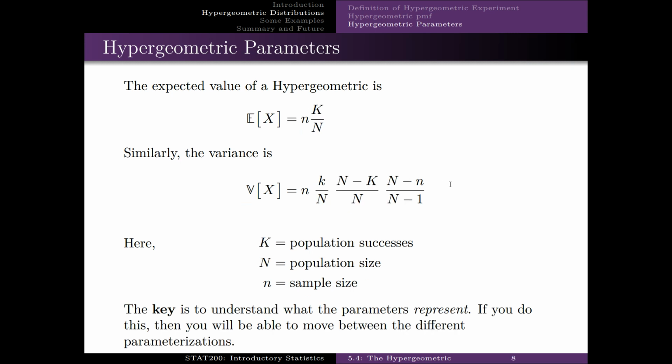This is another way of saying exactly what I did. Understand what the parameters represent. Don't get hung up on the formulas themselves. Understand that the expected value is just the sample size times the probability of a success in the population. The variance is n times p times 1 minus p times some adjustment factor.